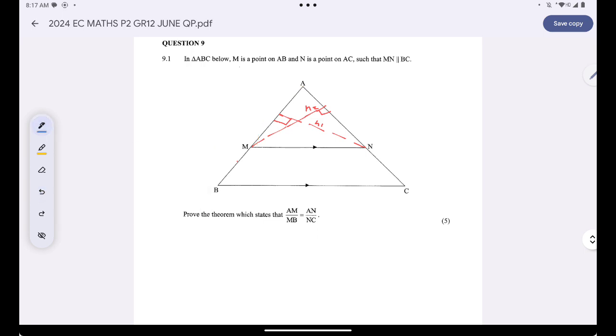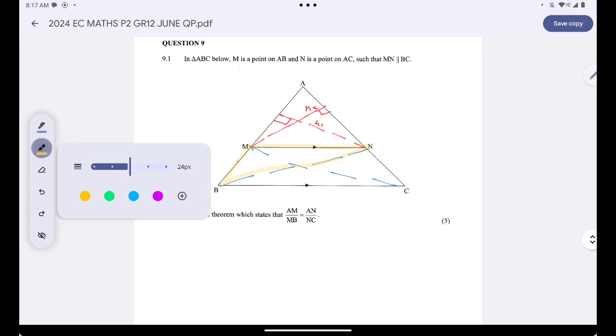We need to construct another line here, like this, and then we construct another line like this. Why am I doing that? Because I want us to focus on this triangle, right, together, and I want us to focus on this triangle too. Are we together? So that we can refer to these as bases. Are we together, guys? Okay, now let's just prove.